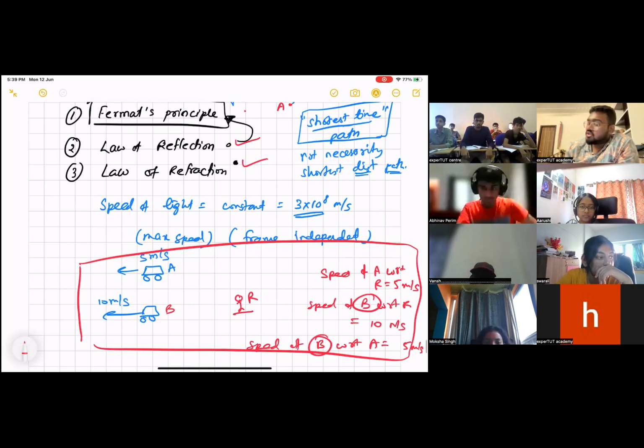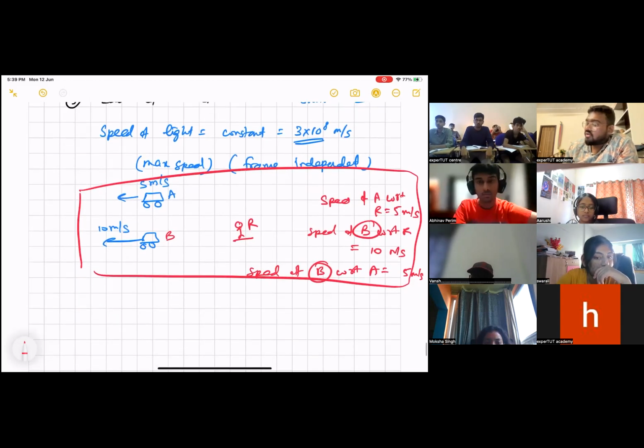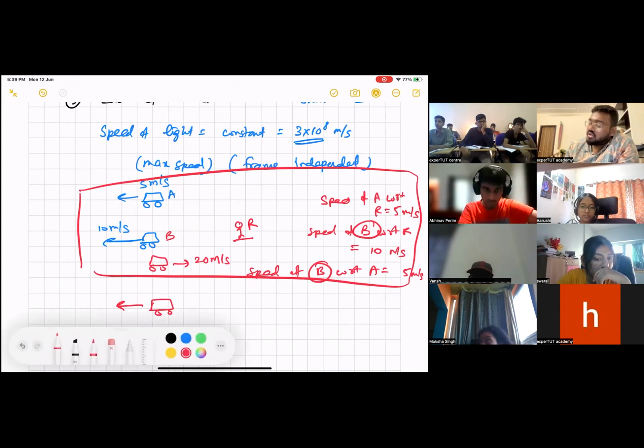This is true for general cases, but what if... By the way, if you have a car C going like this and its speed is, let's say, 20 meter per second, my question is, what is the speed of C with respect to A? What is the answer?